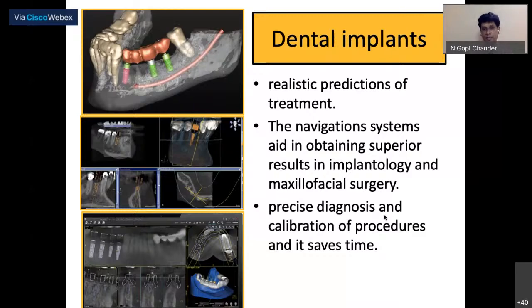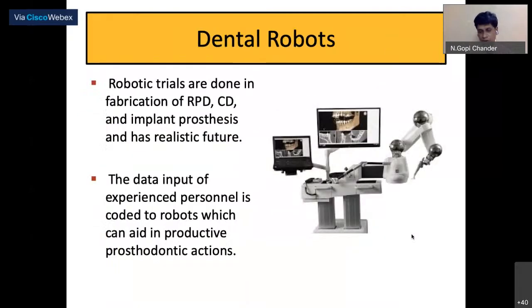Dental robots, again, when I was talking initially, I was differentiating between robots and bots. With robots, you see physical devices, whereas bots are more software, like Android platforms, where you only see representations. A lot of trials have been done in terms of fabricating RPDs, CDs, and implant processes, which can be a more realistic future in the near term. Once that is done, I think the majority of your preclinical exercises and the way laboratory procedures are done is going to have a different outlook.